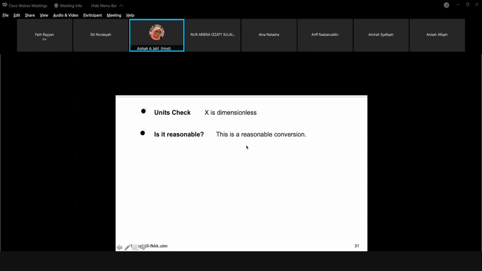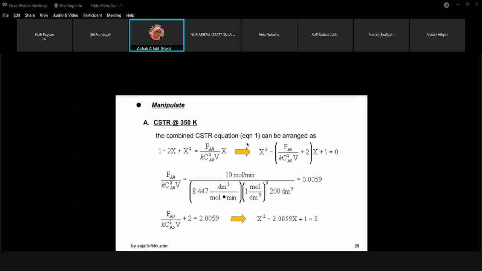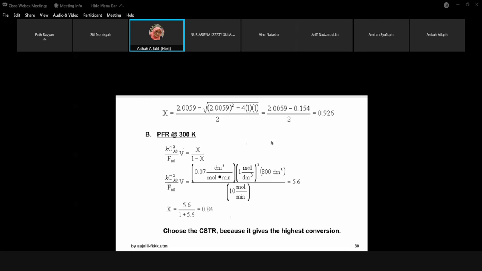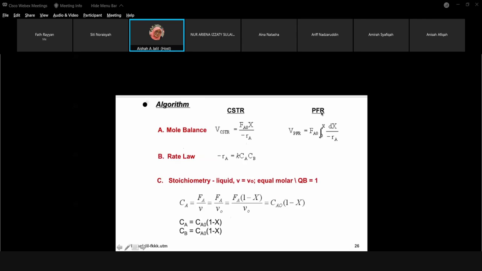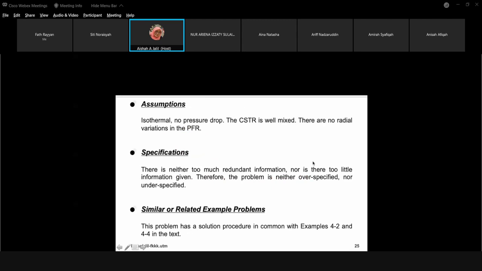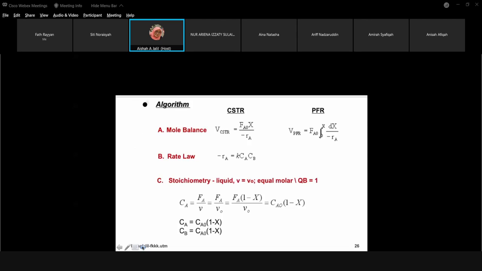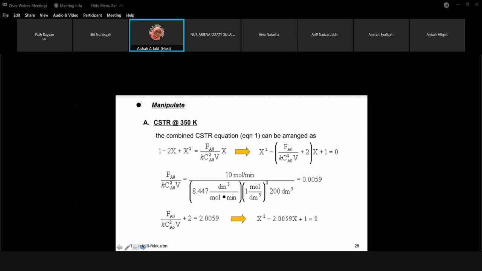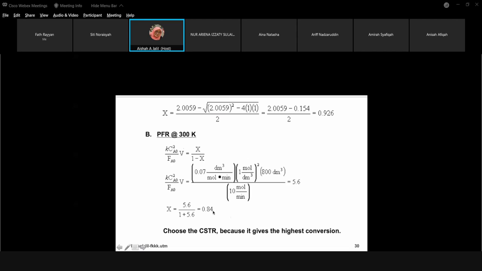Is it reasonable? Reasonable because X is less than 1 for both. This is for the CSTR, and this is for the PFR: 0.84 for the PFR and 0.926 for the CSTR.